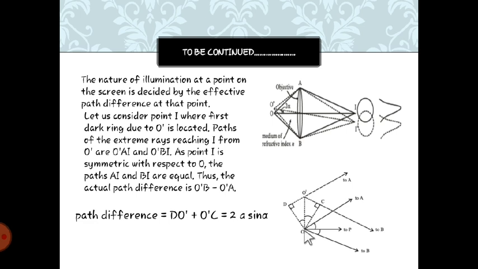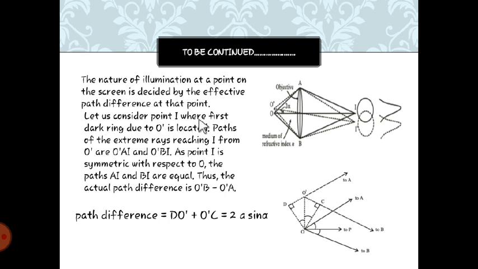We have drawn perpendiculars to both of the rays, to the ray going towards B and to the ray going towards A. The first perpendicular is OC, for O dash B. The second is OD, for O dash A. So these are the two perpendiculars. Now the nature of illumination at the point on the screen is decided by the effective path difference. When it forms constructive interference, it will give you bright. When it forms destructive interference, it will give you dark. So that is decided by the path difference between them.